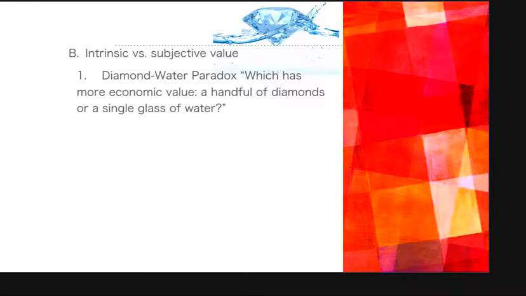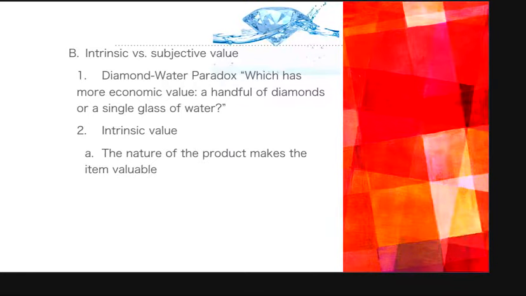So Carl Menger solved that by saying there's not just one value for every good. The situation or the buyer or the seller has their own value on that. And so we need to understand a couple of concepts when it comes to value. One of those is intrinsic value. Intrinsic value states that the nature of the product makes the item valuable because of exactly what it's made of and the material and how hard it is to harvest or to produce it. So because of its nature, the product is valuable.